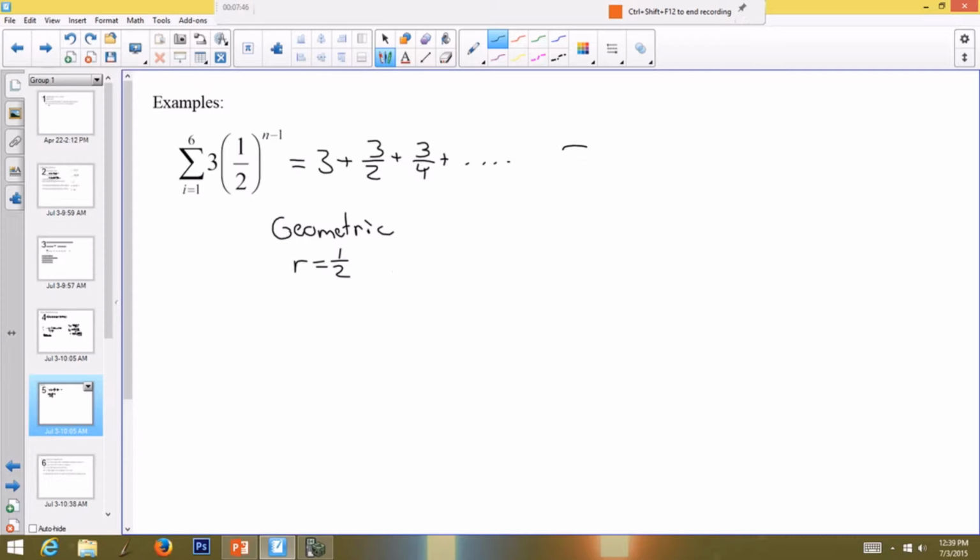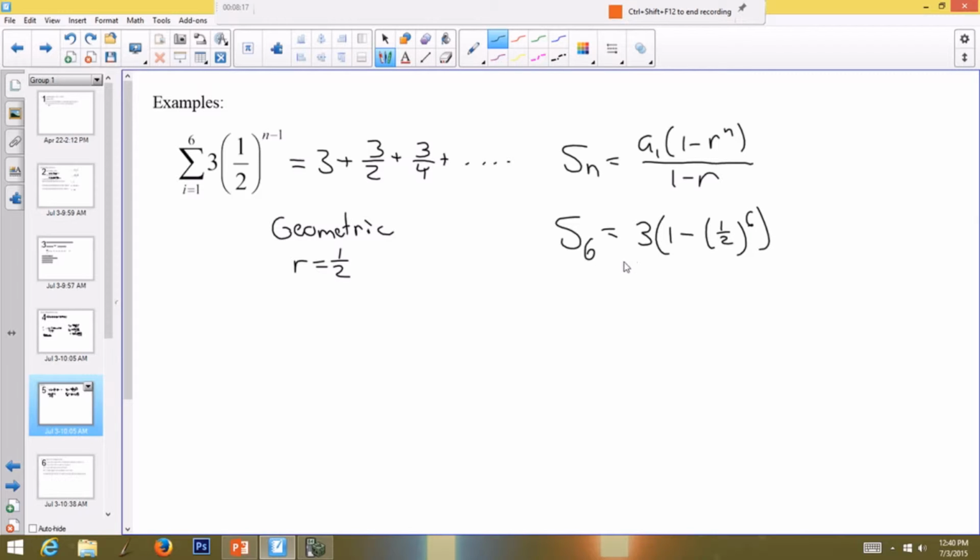So I can use that S sub n equals a sub 1 times 1 minus r to the nth power all over 1 minus r. So technically we know everything that we need to know. We are summing the first 6 terms. So S sub 6 is going to equal a sub 1, the first term is 3, times 1 minus our common ratio, which we said was 1/2, to the nth power, which we know to be 6, all over 1 minus 1/2.